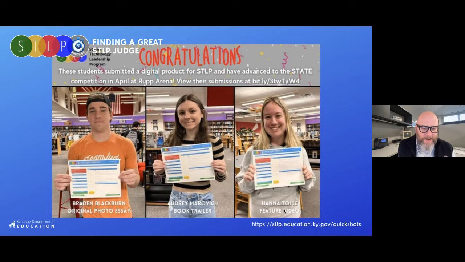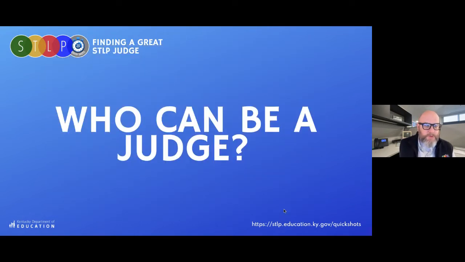So all I can say is that the role of the judge is super important in the development of the student in a learning situation. Yes, we decide whether they move on to the next level of the competition, sure. But how we guide the students through this process, the learning, is so key, and that is what the role of the judge truly is. So who can be a judge?